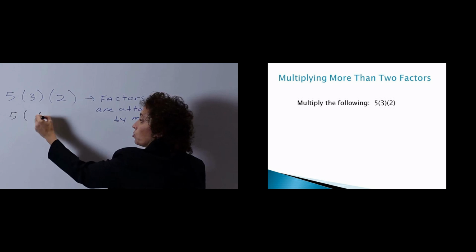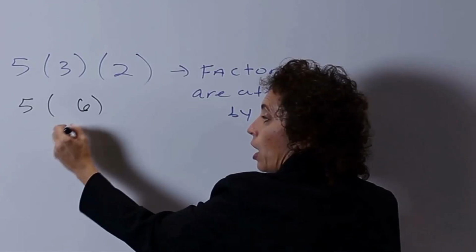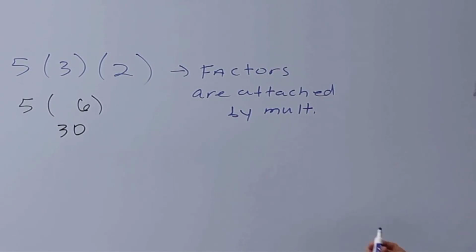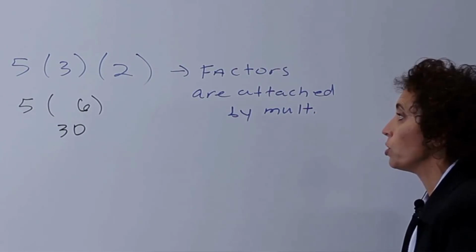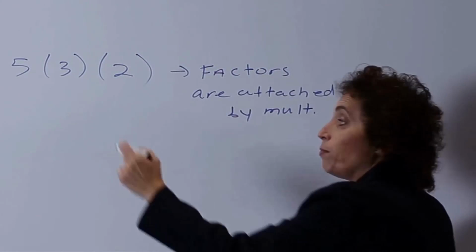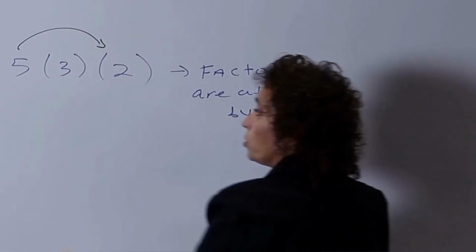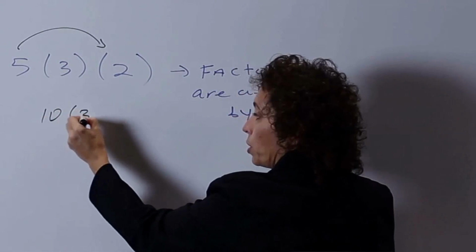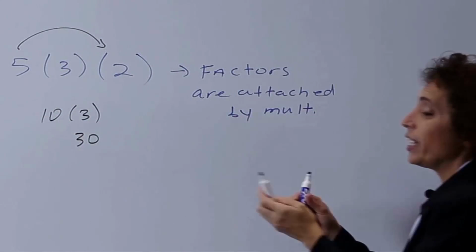First, 3 times 2 is 6. 6 times 5 is 30. I could do that. It doesn't matter because, again, it's commutative and associative. Or if I wanted to, I could even go, well, I can make a 10 here. 5 times 2 is 10. 10 times 3 is 30. I can multiply it any way I want.